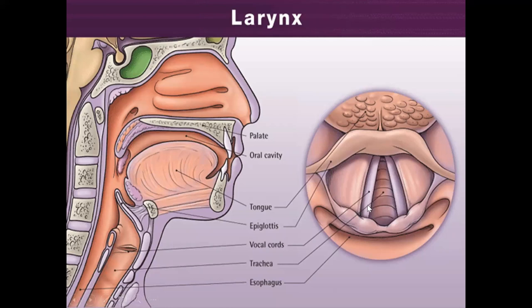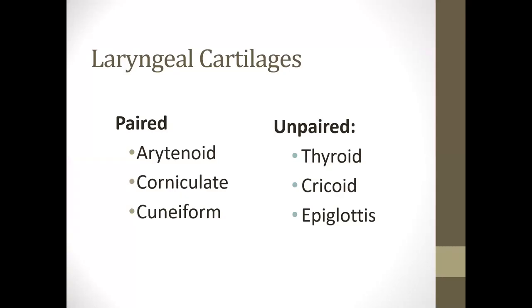And your true vocal cords appear white in color because after the mucosa, they have five layers. Five layers make up your vocal cord. Beneath the mucosa, you have what we call the Reinke space. The Reinke space is devoid of vascular and lymphatic channels. So that's why the true vocal cords appear pale.